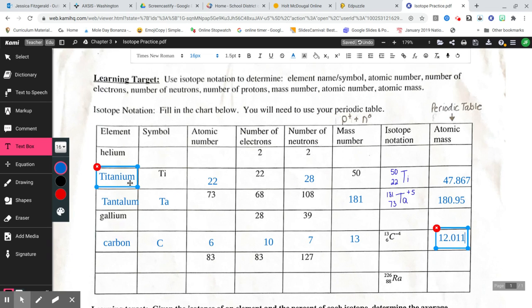So if you could go on and jump back up here and finish helium, gallium, and then our next two elements.